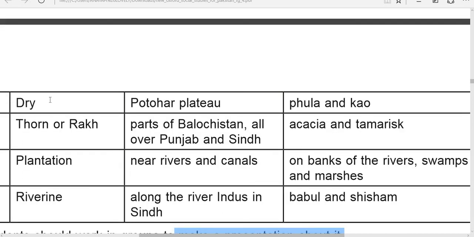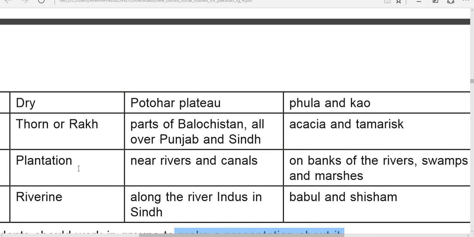Third one is dry, Pothohar plateau is its location, and its types of trees are pula and kau. Next is thorn or rock, and its locations are parts of Balochistan, all over Punjab and Sindh, and types of trees are acacia and tamarisk.